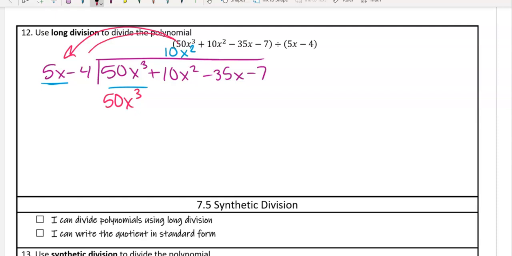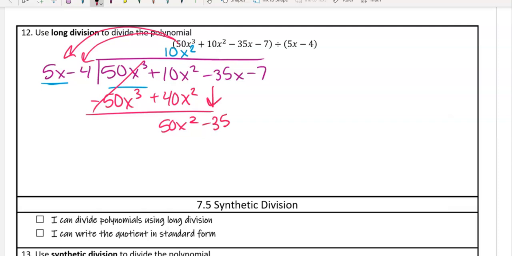All right, 10x squared times negative 4 is going to be negative 40x squared. Then we change our sign. So negative, positive, combine. 50 and 50 cancel out. 10 and 40 ends up being 50x squared. Bring down your next term. All right, now we go back into dividing. 50x squared divided by 5. Well, 50 divided by 5 is 10, and x squared minus x is just x.